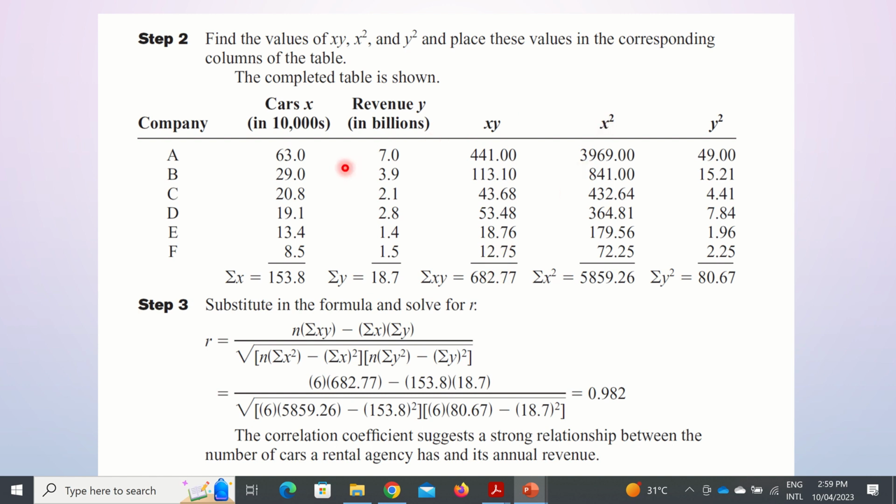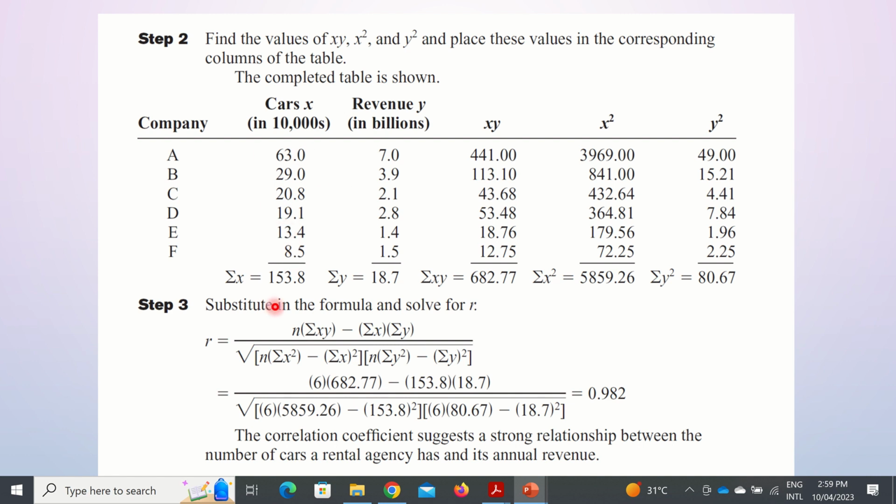And similarly, if you take the square of this one, we have this data. For y square, we have this one. We are only required to have these summations, because the formula contains the sum of all those values. And what is the value of n? That is basically the number of observations: 1, 2, 3, 4, 5, 6. In this case, n will be what?